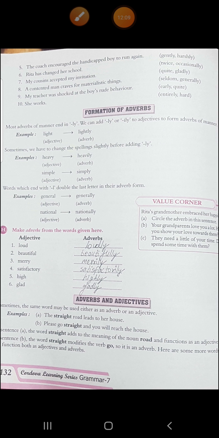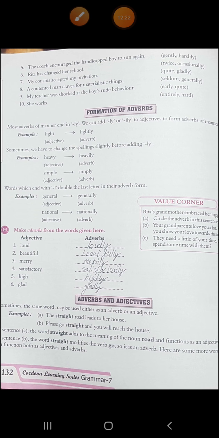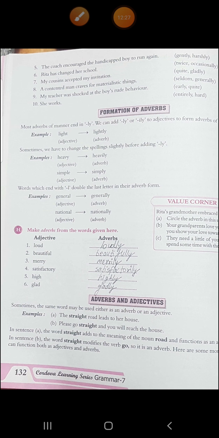Sometimes we have to change the spelling slightly before adding ly. Like heavy becomes heavily, simple becomes simply. Okay. Words that end with L double the last letter in their adverb form. See, general becomes generally, national becomes nationally. Now, exercise H is very easy. You just have to see and form according to the rules that were given above.